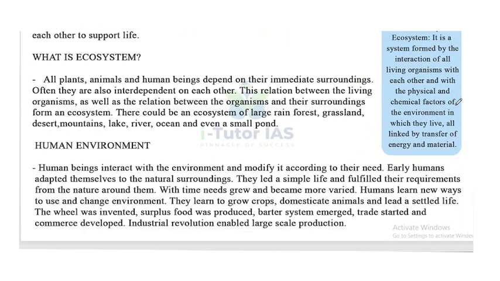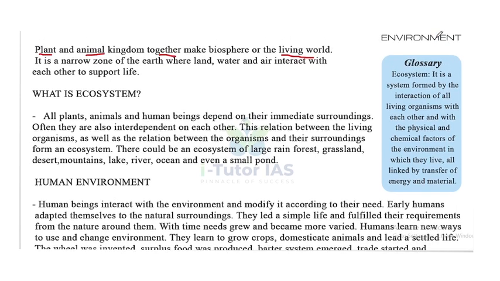Now, what is an ecosystem? Look at this definition in the side box. It is a system formed by the interaction of all living organisms with each other and with the physical and chemical factors of the environment in which they live, all linked by transfer of energy and material. They are interconnected. So what is an ecosystem?